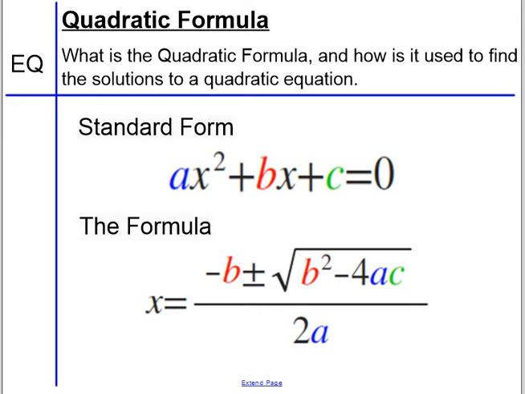Today's lesson is going to be the last in our series on Learning Target 1, Solving Quadratics. This one's on the quadratic formula. We're going to talk about what the quadratic formula is and how it is used to find the solutions of a quadratic equation. This is the third way that we have to solve a quadratic. We have factoring, completing the square, and the third way is the quadratic formula. It's important that you commit to memorizing this.